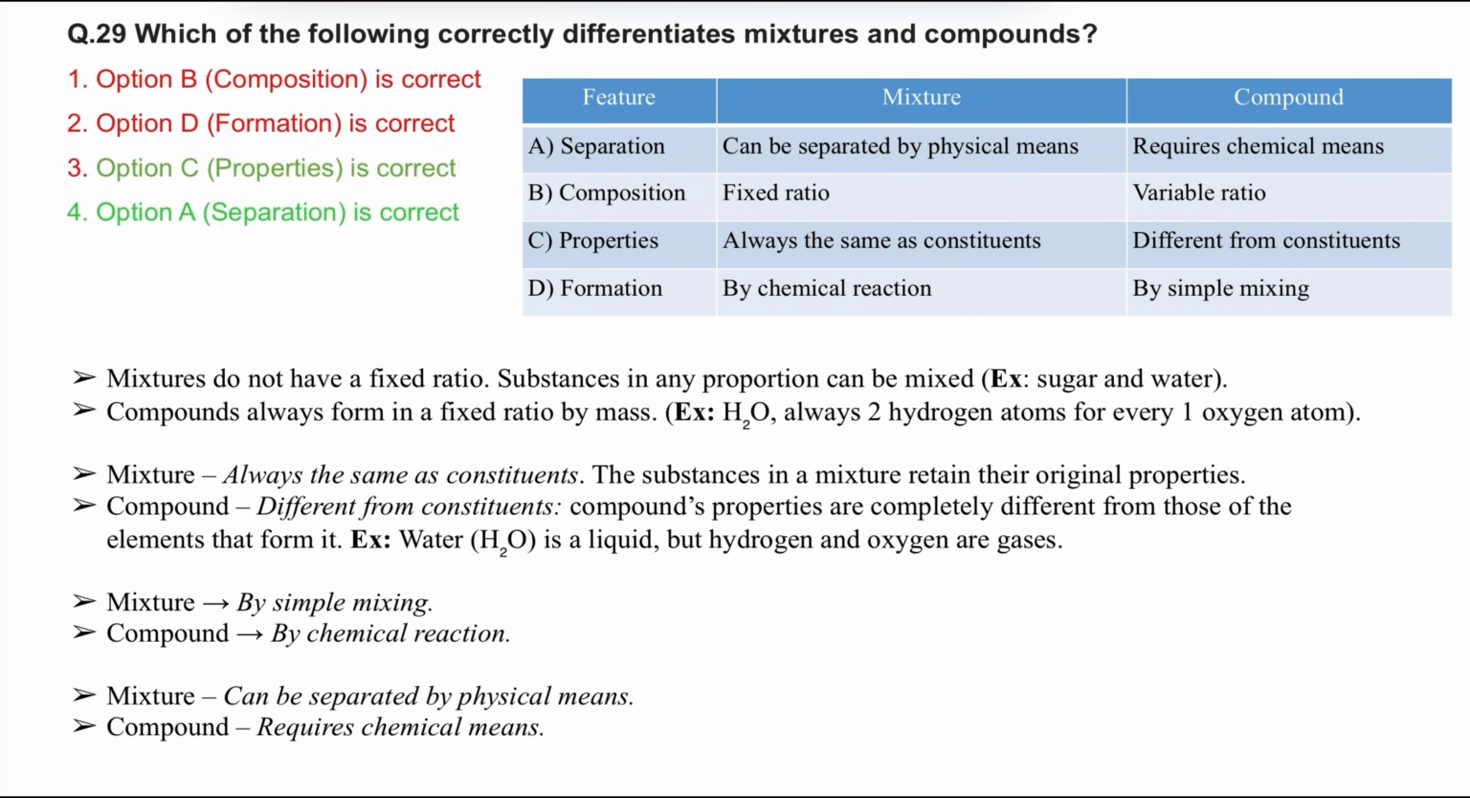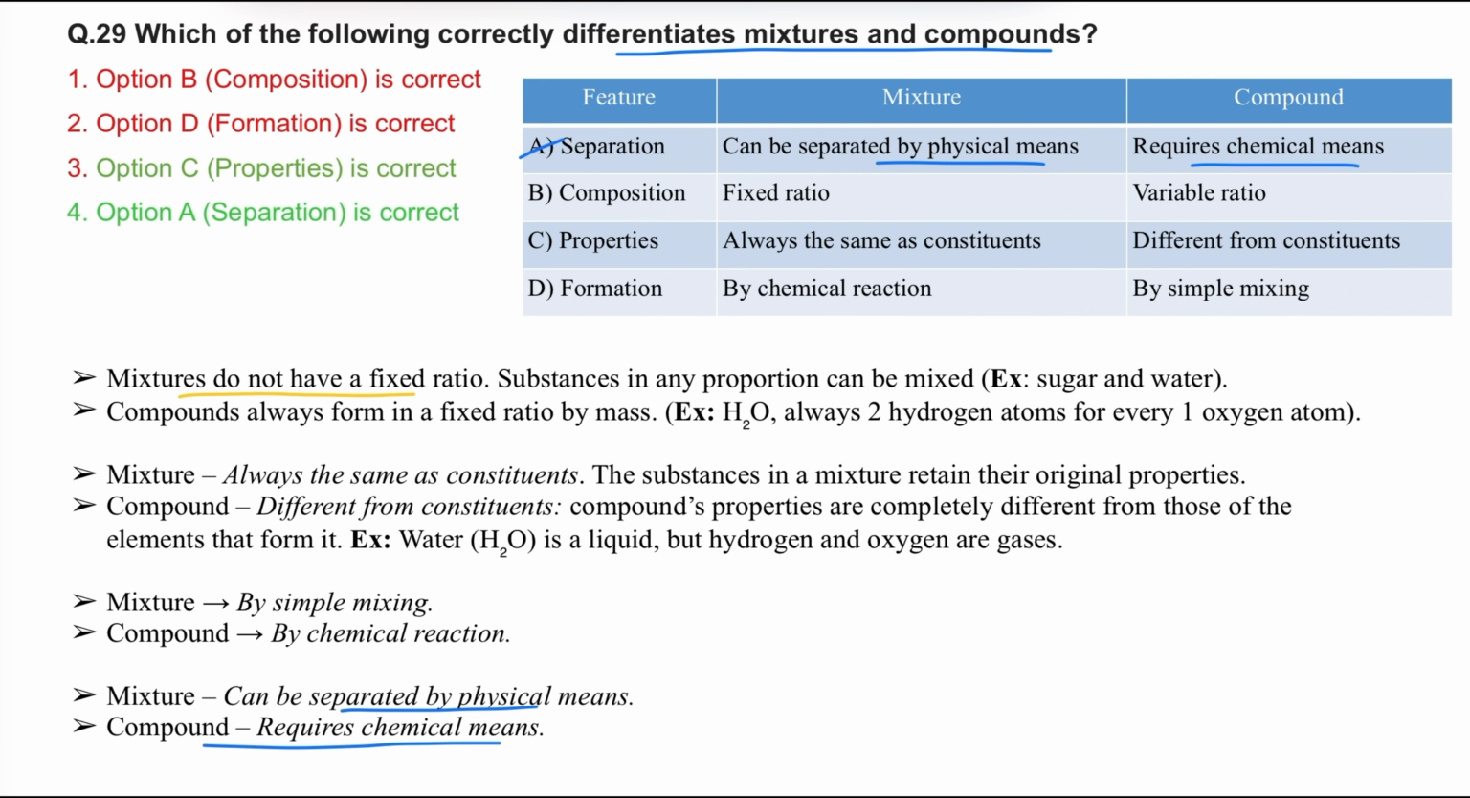Question number 29. Which of the following correctly differentiates mixtures and compounds? Four different features are given. We need to identify the correct features. Feature A. Mixture can be separated by physical means. Compound requires chemical means. Feature A is correct. Feature B. Mixture composition fixed ratio, whereas compound is variable ratio. It is incorrect.